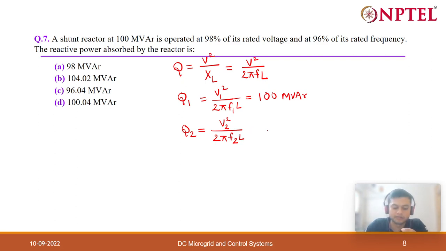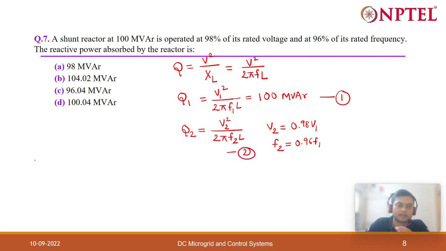So V2 you can write as 0.98 V1. And F2 you can write as 0.96 F1. So this you can denote as first and this you can denote as second. So dividing first by second we get Q1 divided by Q2. Sorry, it's better to divide second by first. So Q2 divided by Q1.